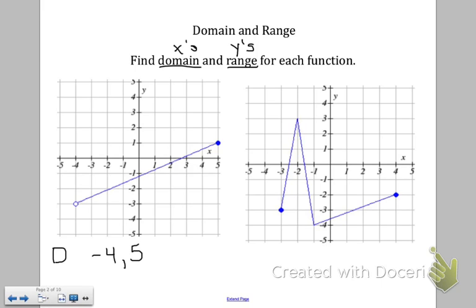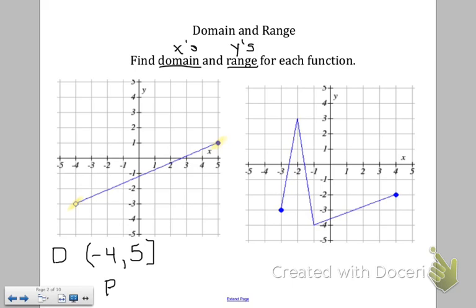Now, we have to talk about parentheses and brackets. If a specific point is included, we use a bracket. If it is not included, we use a parenthesis. If we check out this point right at -4, it's an open circle. That means it's not included, so we use a parenthesis. When x was 5, it's a closed circle, so the point is included, and we use a bracket.